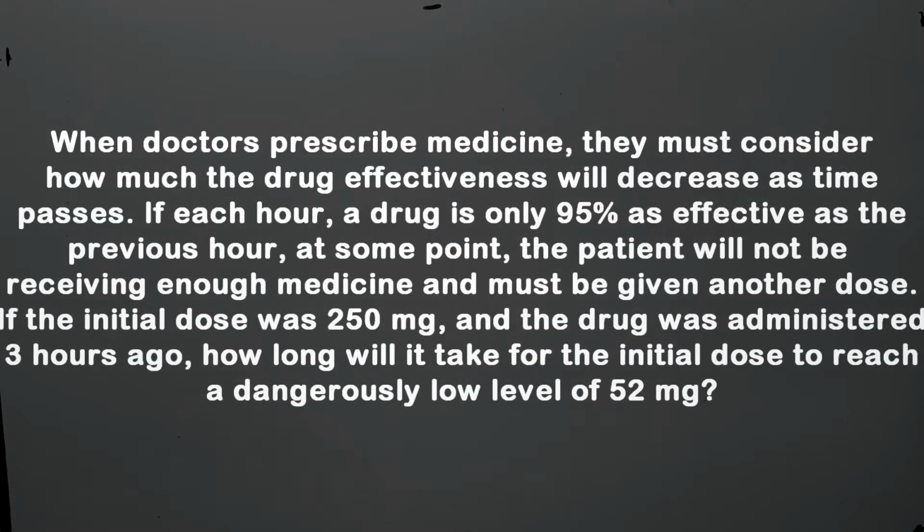When doctors prescribe medicine, they must consider how much the drug's effectiveness will decrease as time passes. If each hour a drug is only 95% as effective as the previous hour, at some point the patient will not be receiving enough medicine and must be given another dose. If the initial dose was 250 mg and the drug was administered 3 hours ago, how long will it take for the initial dose to reach a dangerously low level of 52 mg?